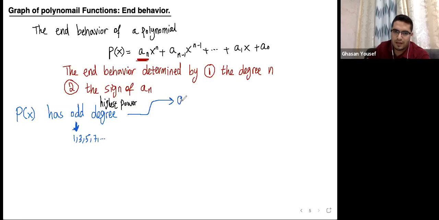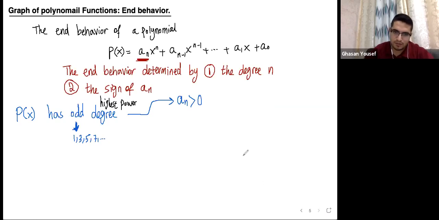So here an is positive. An is the leading coefficient. For the leading coefficient, it's the coefficient of x to the power n, I mean x to the power of the highest power. An is the coefficient of x to the power of the highest power in the polynomial.